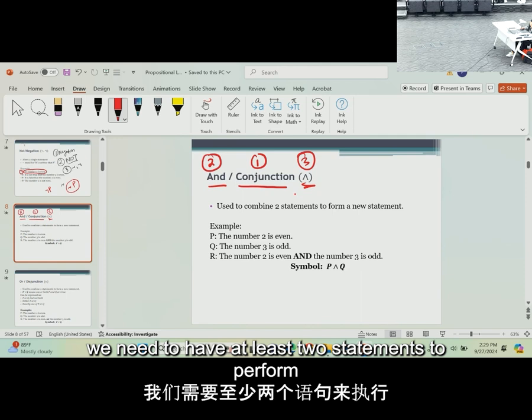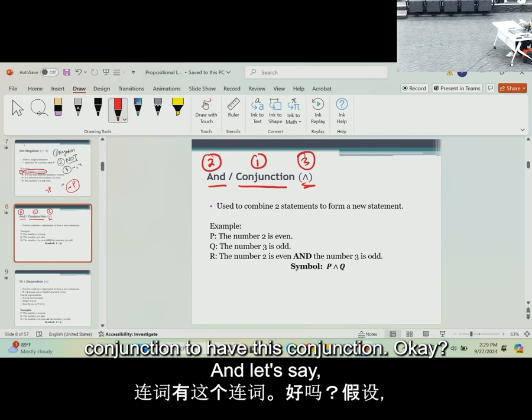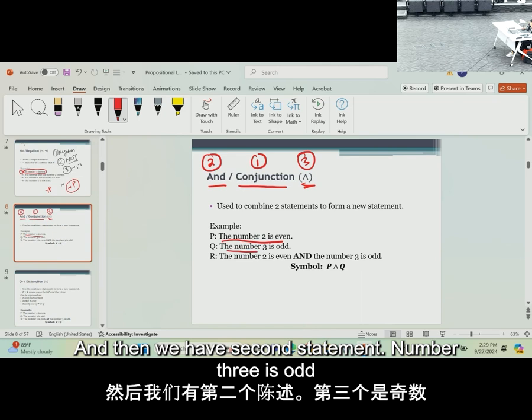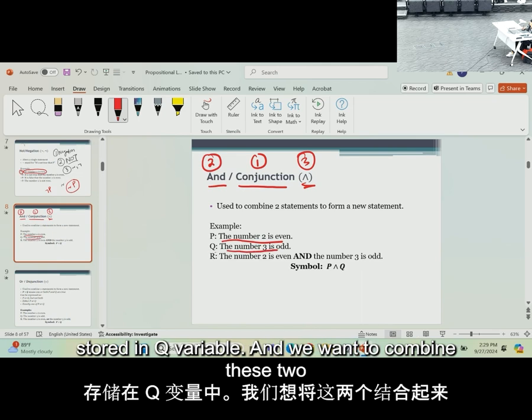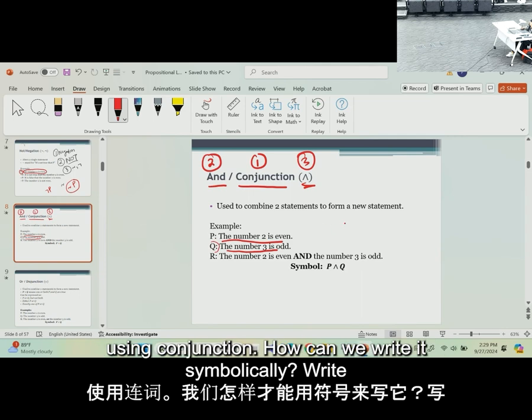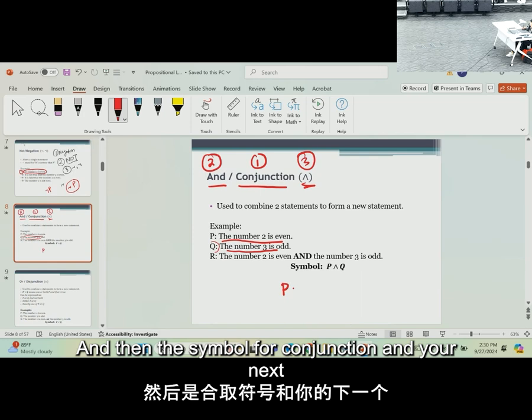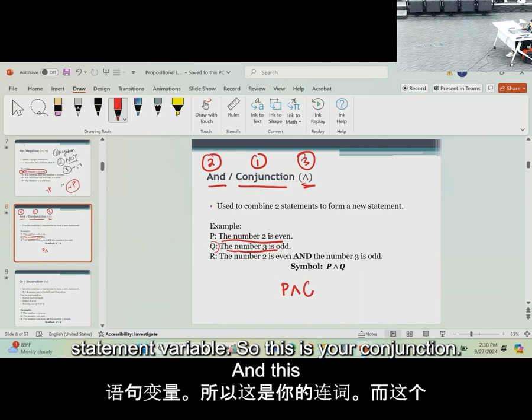So these 3 things, and we need to have at least 2 statements to perform conjunction. Let's say, for example, we have one statement, number 2 is even, and then we have a second statement, number 3 is odd, stored in the Q variable, and we want to combine these two using conjunction. How can we write it symbolically? Write its statement. This is called a statement variable. Then the symbol for conjunction and your next statement variable.